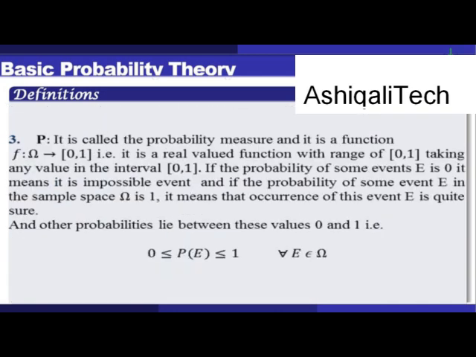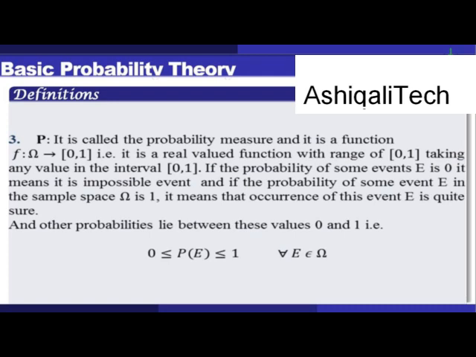Now we define P. It is called the probability measure and it is a function from omega to [0, 1]. That is, it is a real valued function with range 0 to 1, taking any value in the interval 0 to 1. So if the probability of some event is 0, it means that it is an impossible event. That is, the event cannot happen. And if the probability of some event E in the sample space is 1, it means that the occurrence of this event is quite sure. It means that this event will definitely happen.